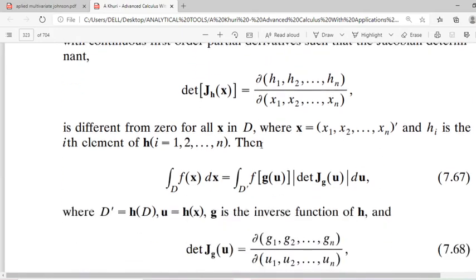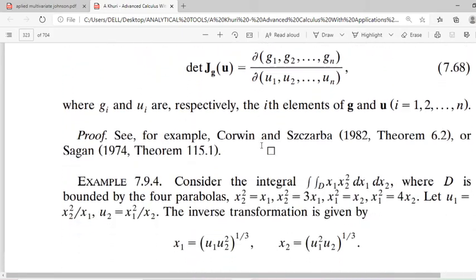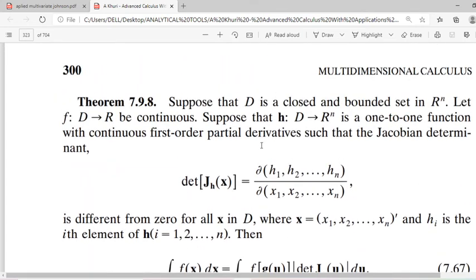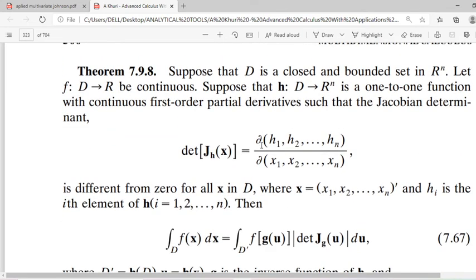At the same time we can discuss the problem. This is very much useful in statistics. So what are the conditions? h is a one-to-one function with continuous first order partial derivatives, such that the Jacobian determinant of Jh of x, equal to dou h1 h2 up to hn by dou x1 x2 up to xn, is not equal to 0. What is meant by the determinant not equal to 0? It is invertible. The Jacobian is invertible or non-singular.